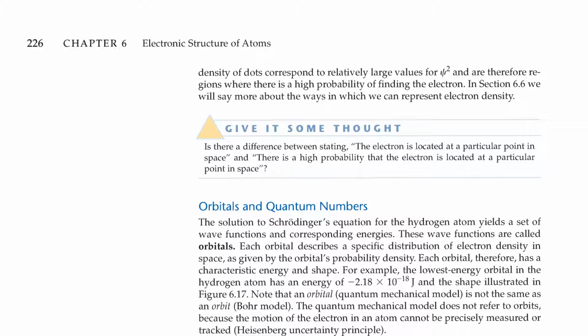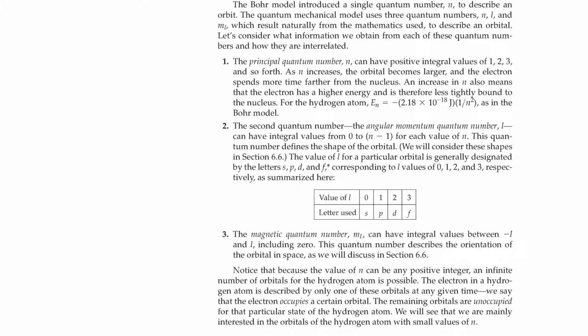Note that an orbital, which is a quantum mechanical model, is not the same as an orbit in the Bohr model. The quantum mechanical model does not refer to orbits because the motion of the electrons in an atom cannot be precisely measured or tracked, and that is the Heisenberg uncertainty principle. The Bohr model introduced a single quantum number, n, to describe an orbit. The quantum mechanical model uses three quantum numbers, n, l, and m_l, which result naturally from the mathematics used and describe an orbital. Let's consider what information we obtain from each of these quantum numbers and how they're interrelated.